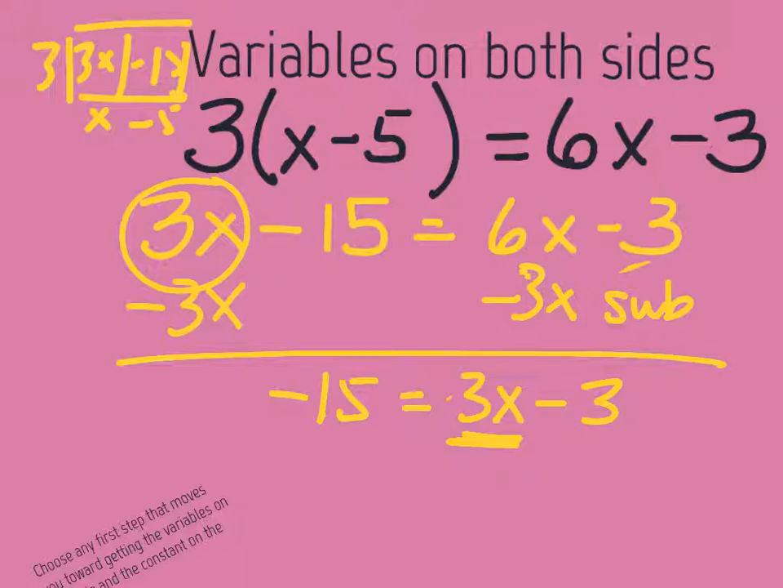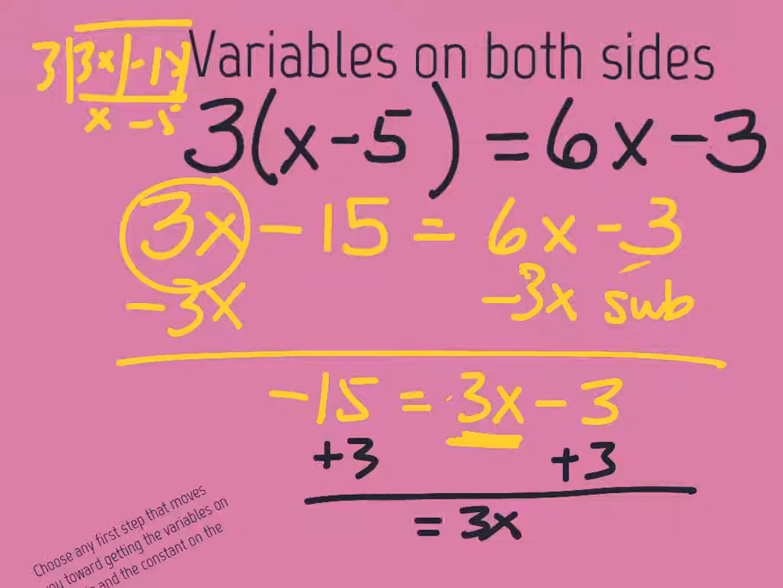I want to get rid of this now. So I am going to do the opposite. The opposite of subtract 3 is add 3. And we end up with 3x equals negative 12. Once again, you can look at this and go, well, x has to be negative 4 because 3 times negative 4 is negative 12. And if you don't know that, then you're going to divide by 3 on both sides to find out what it is.